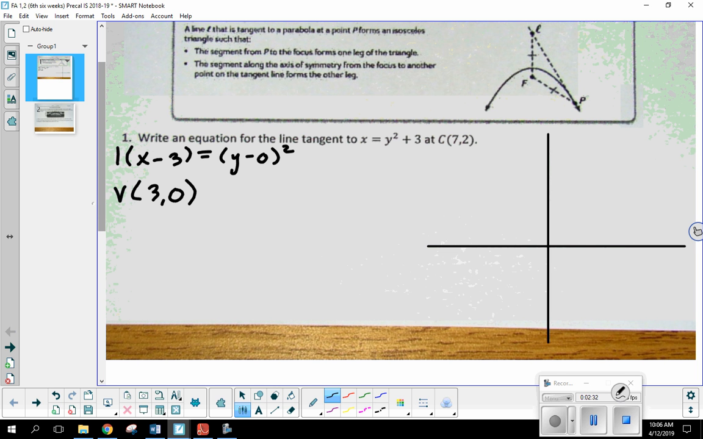So let's see here. We have 1, 2, 3. So that would be the vertex. 4, 5, 6, 7. Okay, so (7, 2), there's the point C. So we're going to have a parabola that looks like this. Well, according to the information above, we need the focal point. We can tell from the equation that 4p is equal to 1, so I know p equals what?